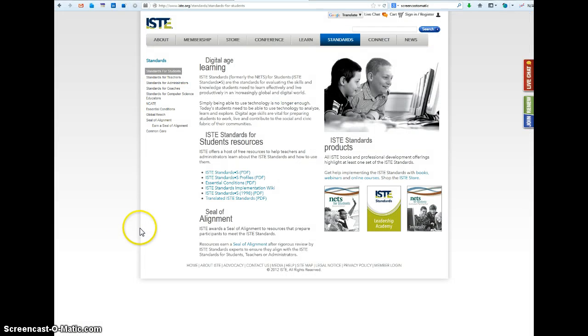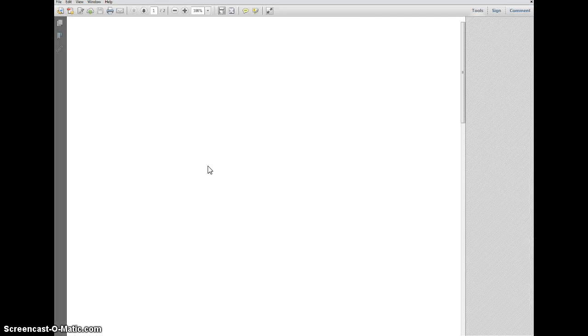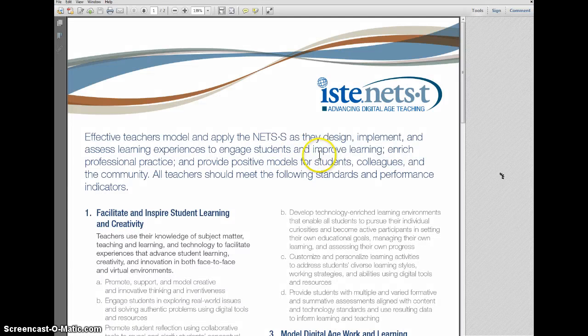The second set of standards that we will focus on in the course are the standards for teachers. Now, in comparing the standards for students to the standards for teachers, you will not necessarily find a one-to-one relationship, but you will find some common themes throughout. The standards for students focus on what students will do as a requirement of a course or in the execution of some type of learning activity.